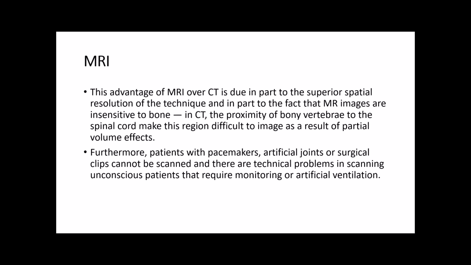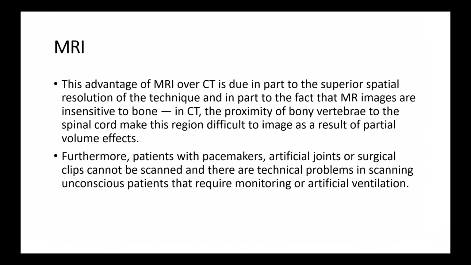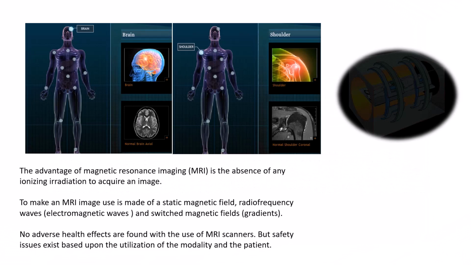Because an MRI is basically a huge magnet, we have to be careful in how we select our patients for getting an MRI exam, especially if they have a pacemaker, artificial joint, etc. The advantage of magnetic resonance imaging is the absence of any ionizing radiation when acquiring an image. To make an MRI image, a static magnetic field, radio frequency waves, and switched magnetic gradients are used. There are no adverse health effects with the use of the MRI scanner, but safety issues exist because of the strength of the magnet.